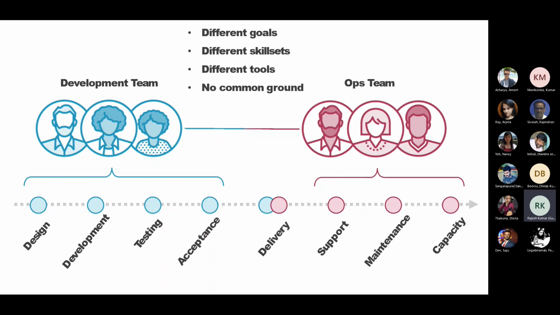So this is something which we have. The development team is involved with the design, development, testing, and acceptance. The ops team is involved in support, maintenance, and capacity planning. They too have a different skill set, different tool sets, no common ground, and they will work together only during the delivery. And at that time they will fight like anything. They'll say, hey, this is your mistake, this is my mistake. It's not my mistake. Okay, this will be done, but not now, maybe next month, next month. This is how the project gets delayed.